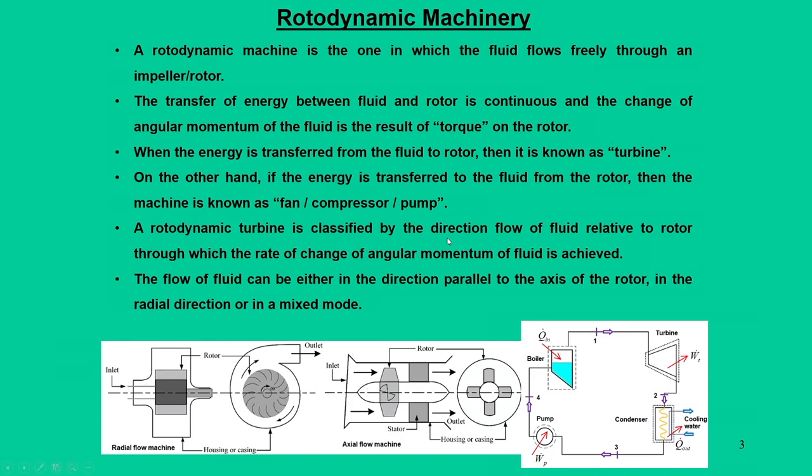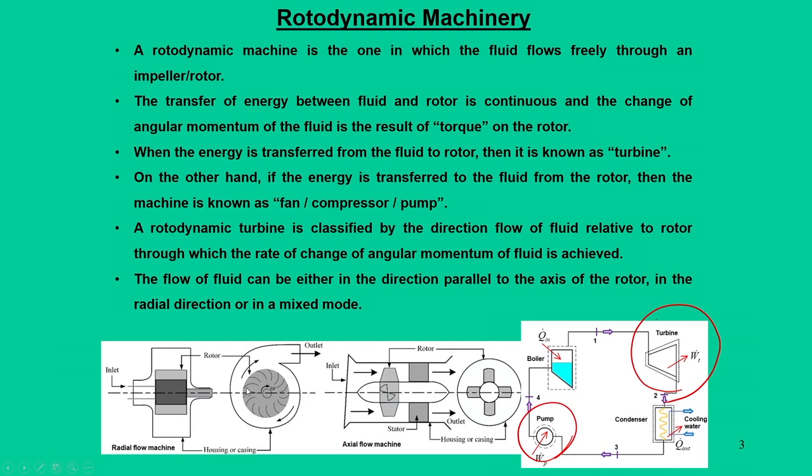A rotodynamic machine is also classified by the direction of the flow of fluid relative to the rotor, through which the angular momentum change is achieved. These fluid directions can be parallel to the axis of the rotor, in the radial direction, or in a mixed mode. Here, this figure shows a steam power plant composed of boiler, turbine, condenser and pump. We are now focusing on the turbine component, or to some extent the pump component, but mainly on the turbine. And this turbine falls under radial flow machines or axial flow machines.